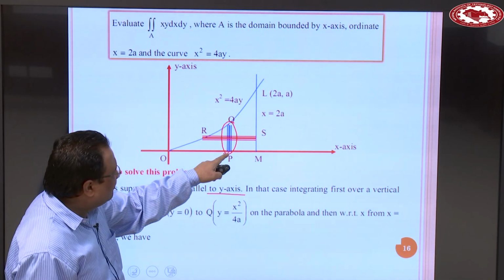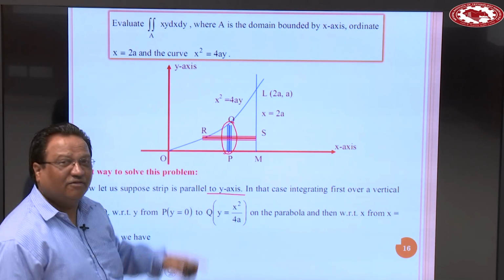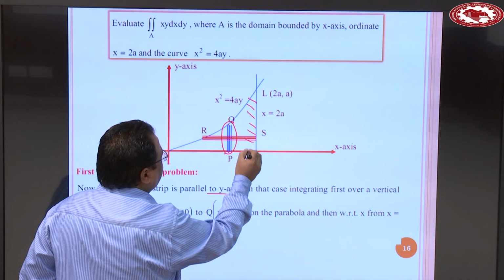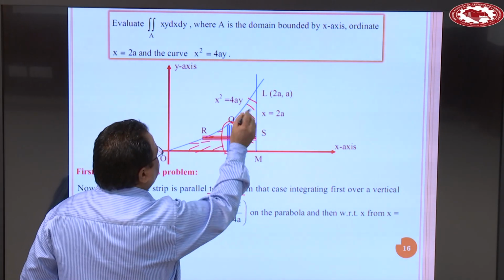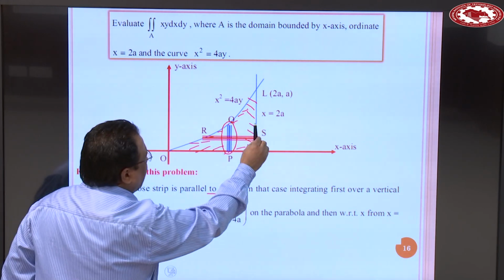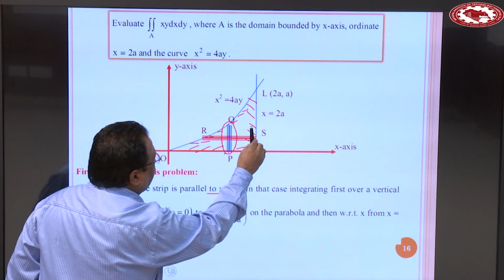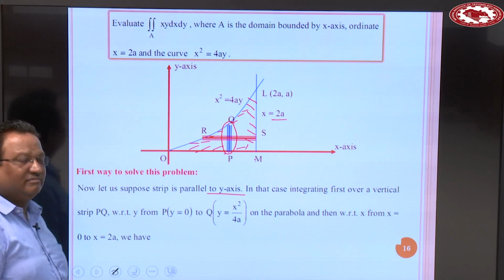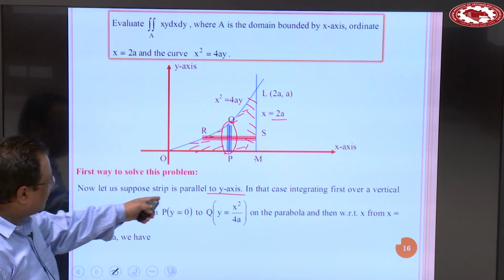So lower limit y is 0 and upper limit is x square over 4a. And then to cover this whole region of integration, this strip slides from this x1 to x2. Here x1 is 0 and here x2 is 2a. Clear? So let us suppose the strip is parallel to the y-axis.